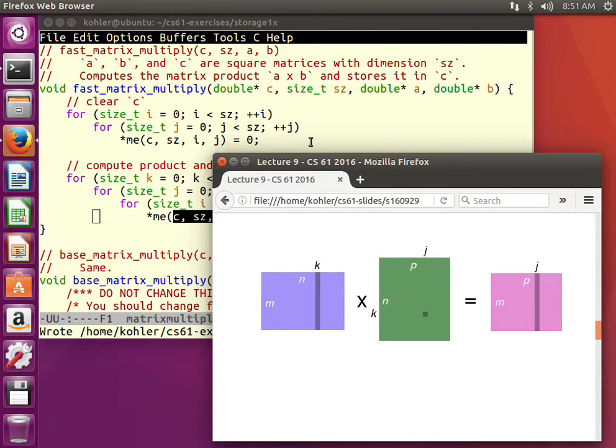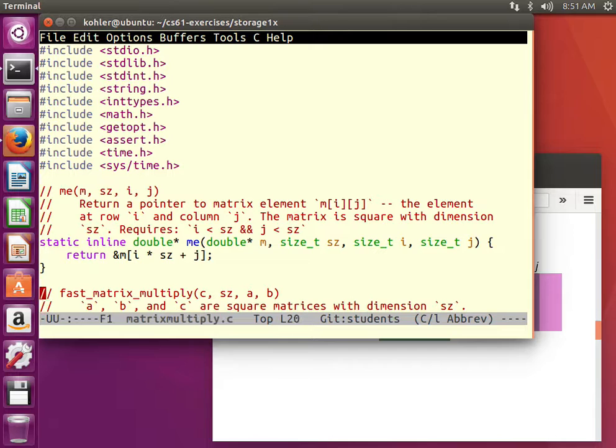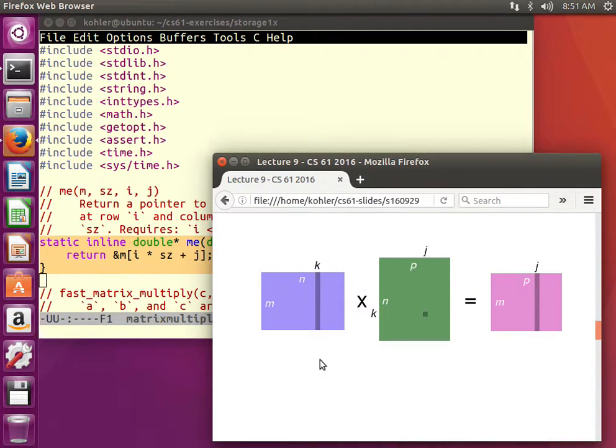Well, the way that these matrices are laid out in memory is in row major order. We can tell that by looking at this function. The row number is multiplied by the size when we access the array of doubles that contains the matrix data. Then we add the column. So what that means is that the cache lines of data stored in these matrices are laid out like this.